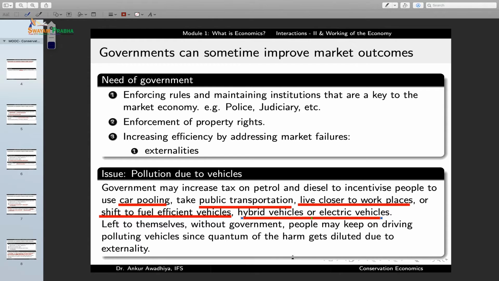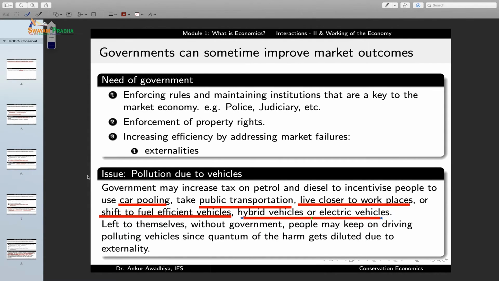Because you do not have to pay for the health of all those people who were getting negatively impacted because of the pollution. But if the government internalizes this externality by increasing taxation, then some portion of this externality will get internalized, and this will act as an inducement for people to go for carpooling, public transportation, living closer to the workplaces, or shifting to more fuel efficient vehicles or hybrid vehicles or electric vehicles. So this is a role of the government.